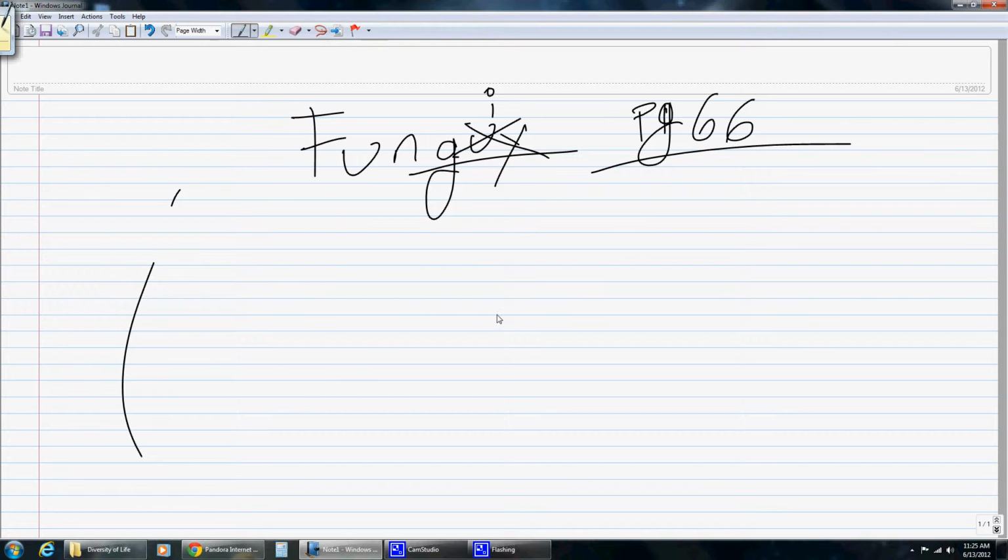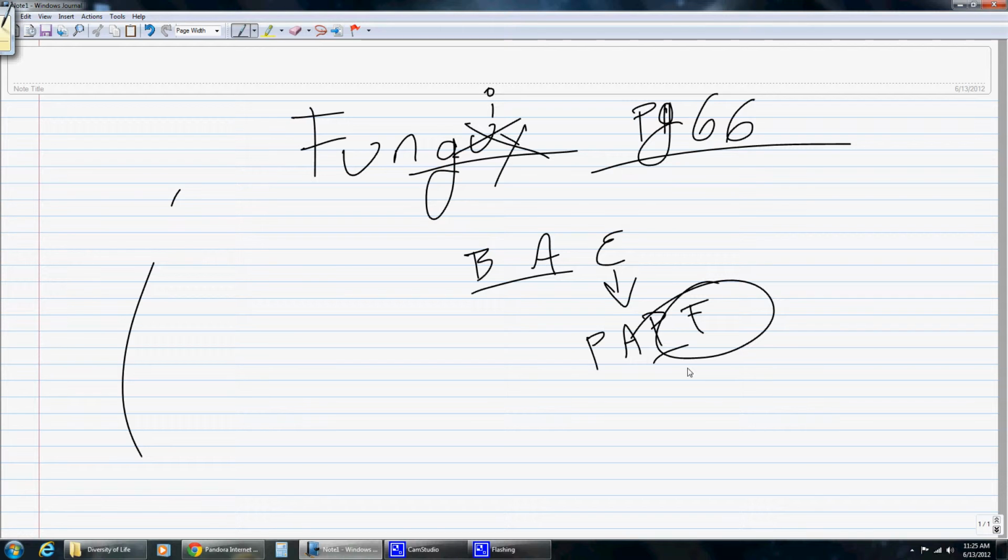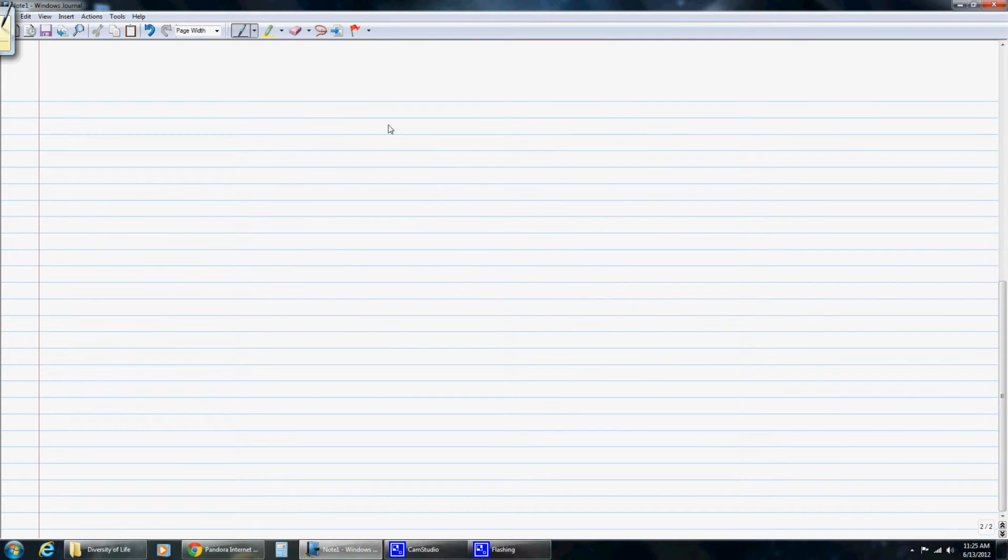So the first thing we're going to look at is, remember, our top domain is going to split into three. You have bacteria, you have archaea, and you have the eukaryotes, because remember these guys are prokaryotes. So as we go across the eukaryotes, we're going to run into plants, animals. We're also going to talk about protists, which we talked about last time, and then fungus. So this is what we're focusing on today. So we're dealing with fungus.